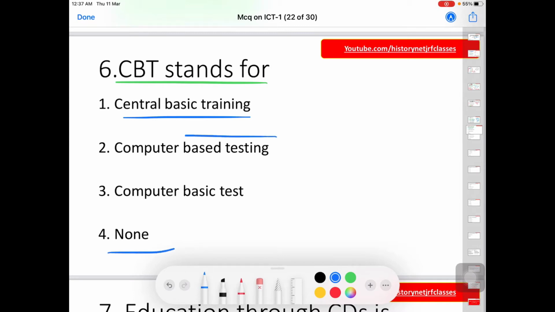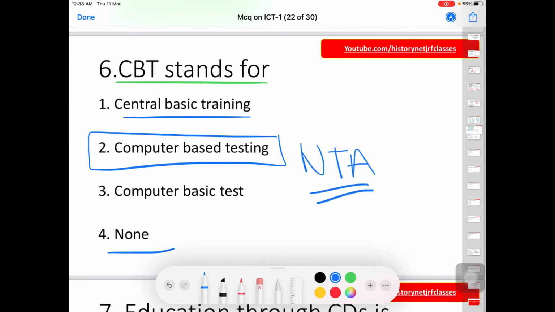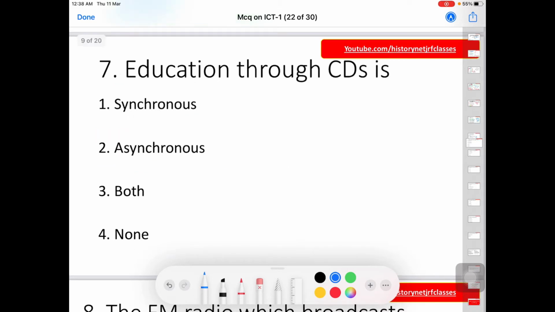So the correct answer is CBT, computer based testing. So whatever exam you write through NTA, that is CBT. That is an example of CBT. Next question is, education through CDs is what kind of education?